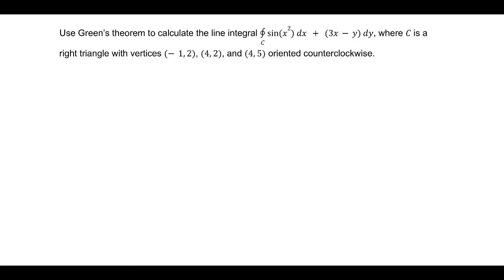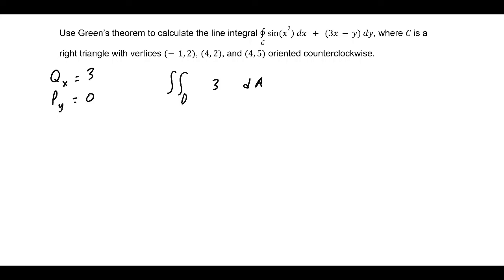So here Q_x would be equal to 3, and P_y would be equal to 0. So this is going to become the integral over the region D with respect to A of 3 minus 0, or 3. So in order to find this line integral, we need to figure out what the boundaries on the region D are going to be.